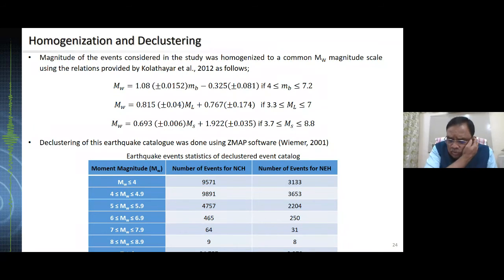These limitations are overcome with the moment magnitude scale, which is based on the scalar seismic moment of Kanamori et al., Kanamori 1977. The homogenized earthquake catalog might contain the foreshocks and aftershocks of the main event, along with some repeated data collected from various sources.